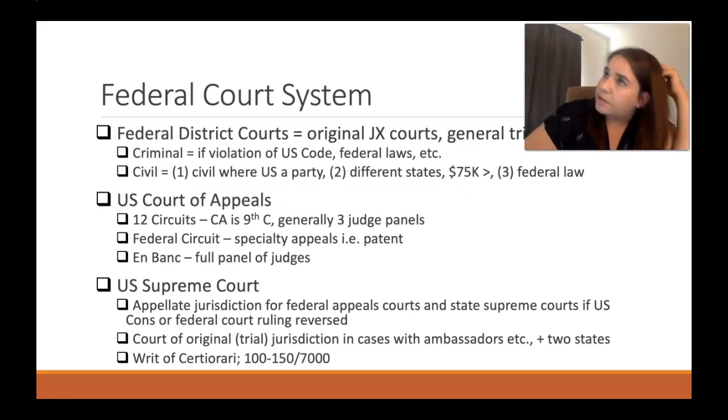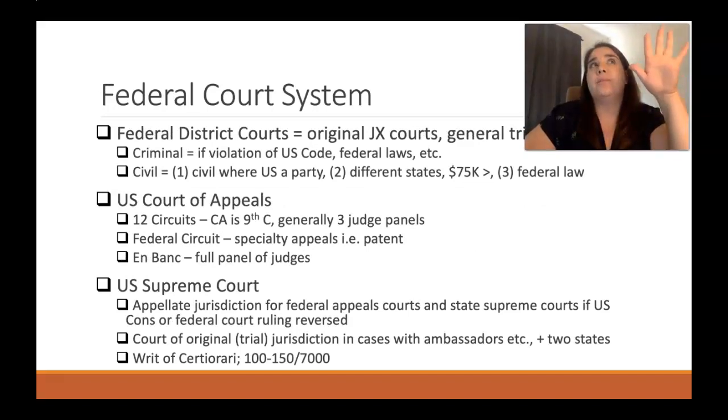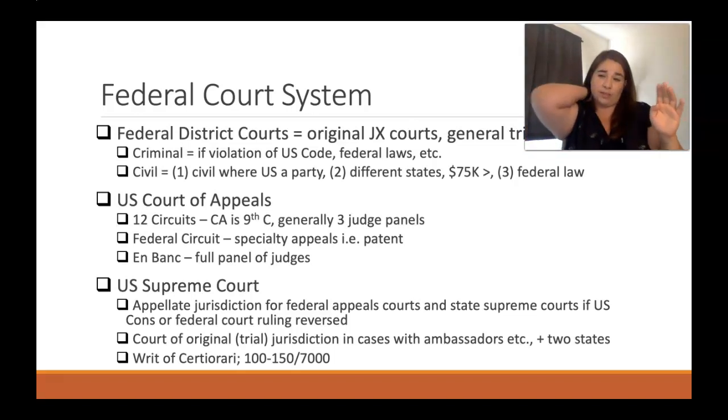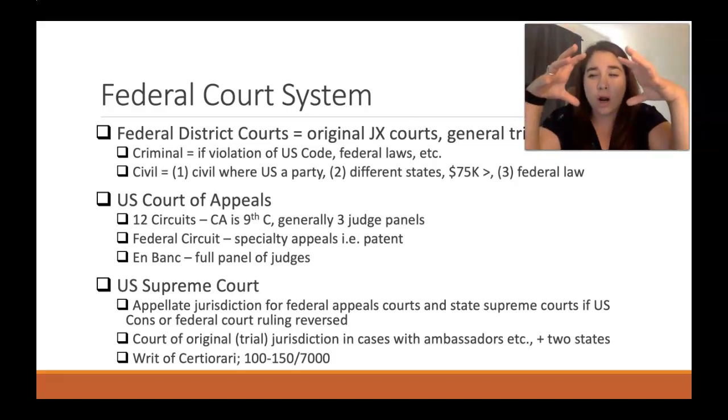Now, the federal court system has similarities and differences to the state court system. So every state court operates a little bit differently. So I'm going to structure our conversation most specifically around California.